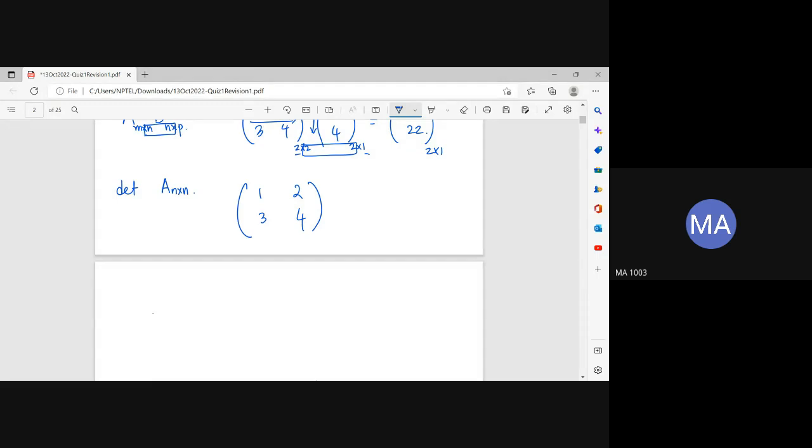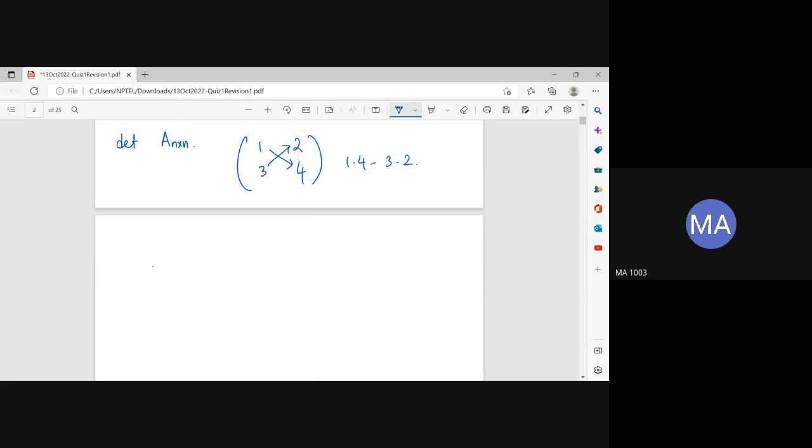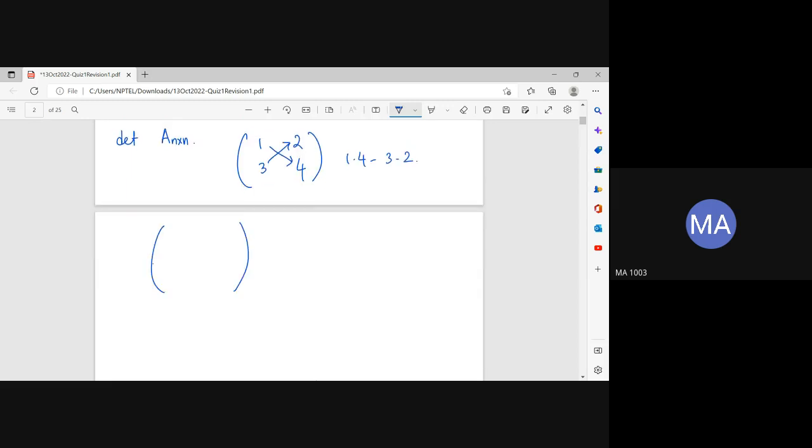So how do you find the determinant of a 2 cross 2 matrix? It's AD minus BC. Yeah, 1 into 4 minus 3 into 2. So AD minus BC. So if we have a 3 cross 3 matrix, we will split it till it becomes a 2 cross 2 matrix. Means we know to find the determinant of a 2 cross 2 matrix, so we will do accordingly.